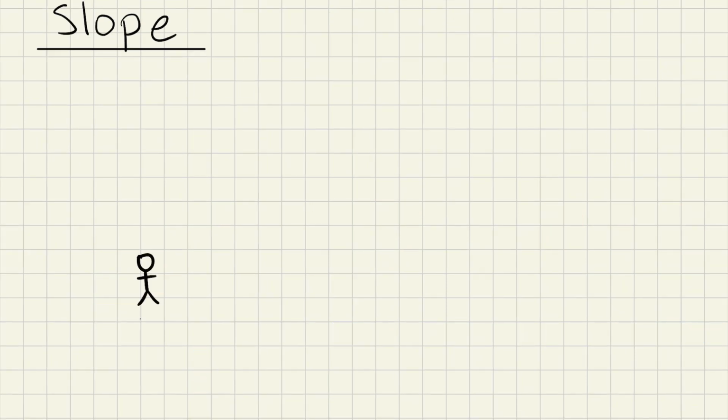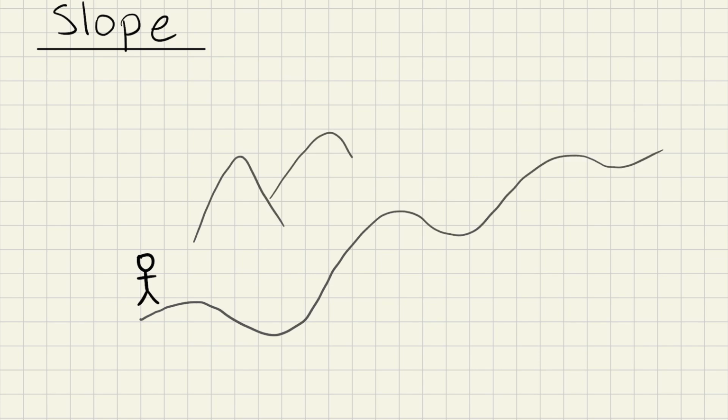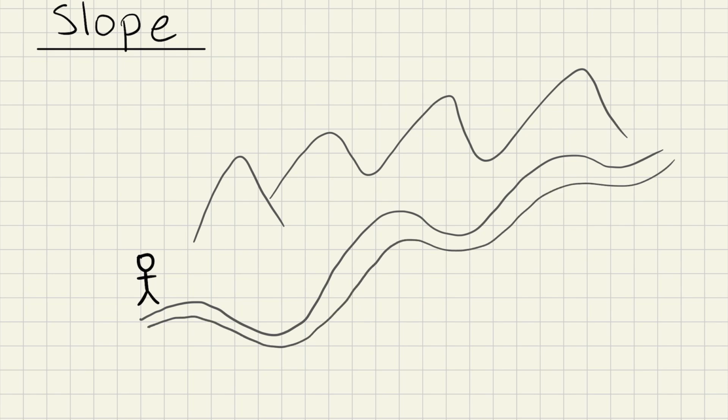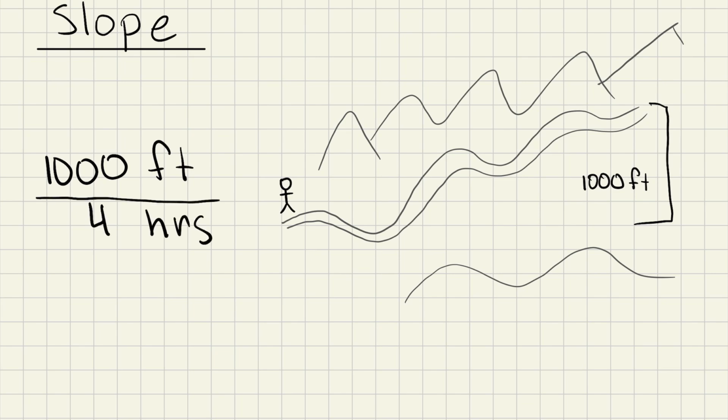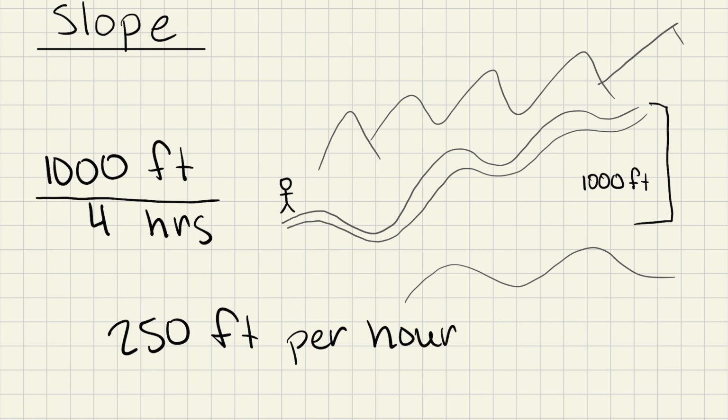Imagine we're hiking on a mountain and we gain 1,000 feet in elevation over 4 hours. Our slope, or average rate of elevation change, is 1,000 divided by 4, or 250 feet of change per hour. That doesn't mean we're always climbing at that exact rate. The trail might dip or have steeper or flatter parts. But what that does tell us is on average, that's the rate of change that we're going at. That's the basic idea of slope.